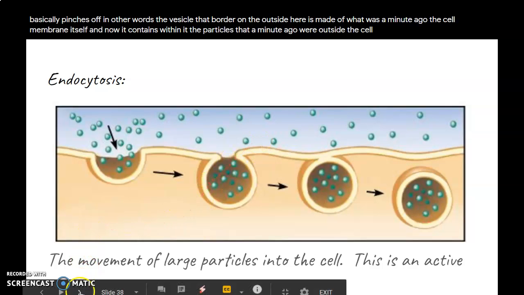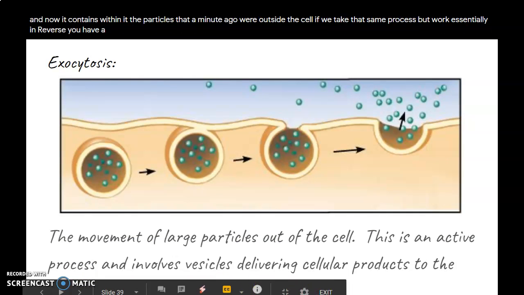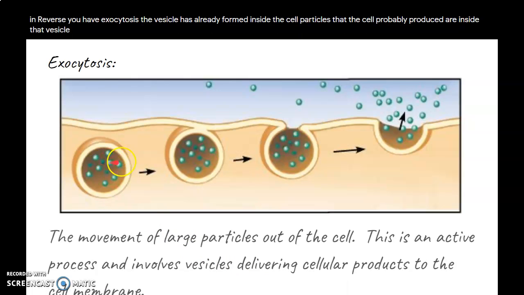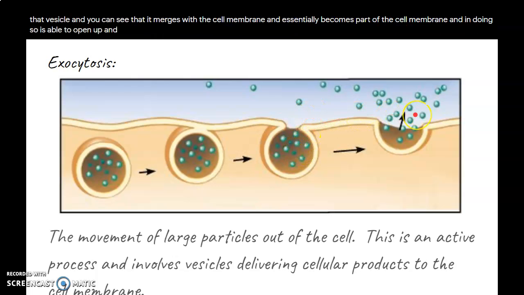If we take that same process but work essentially in reverse, you have exocytosis. The vesicle has already formed inside the cell. Particles that the cell probably produced are inside that vesicle, and you can see that it merges with the cell membrane and essentially becomes part of the cell membrane, and in doing so is able to open up and release the contents of that vesicle out of the cell. It has exported it.